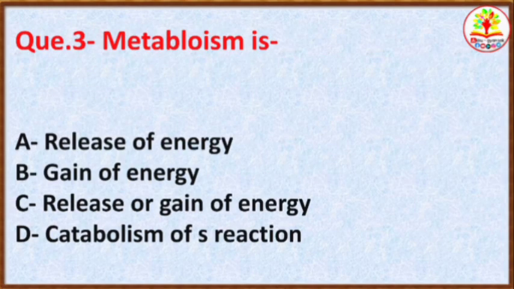Question number 3. Metabolism is A. Release of energy, B. Gain of energy, C. Release or gain of energy or D. Catabolism of reaction. Sorry for the mistake. The spelling of metabolism is incorrect. The answer is C. Release or gain of energy. In metabolism, we consider both catabolism and anabolism. So the answer will be C.